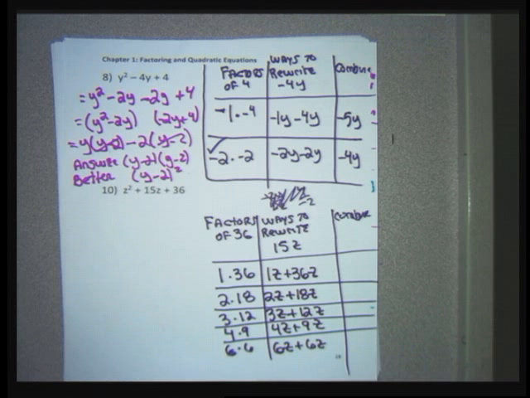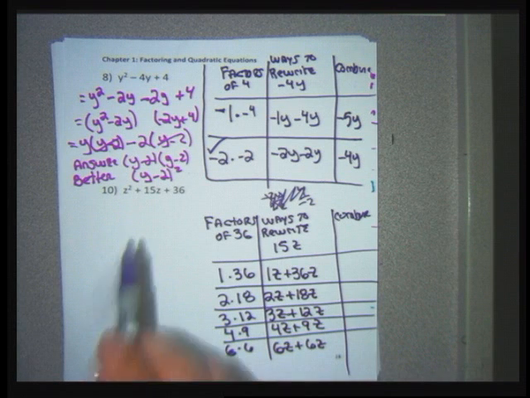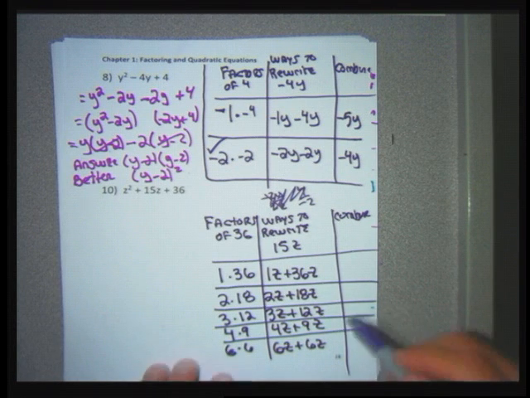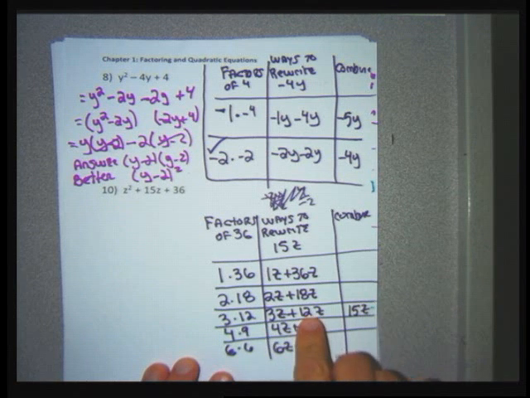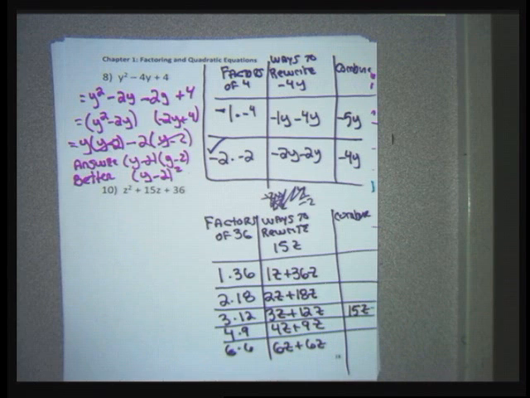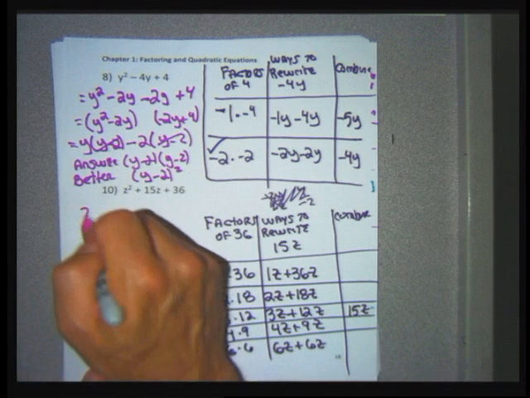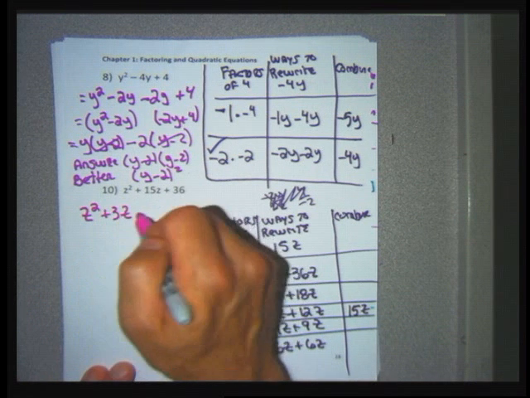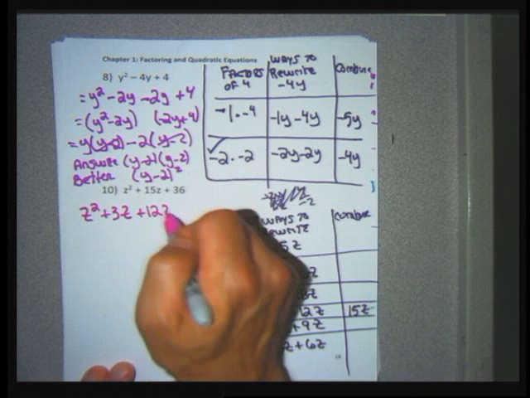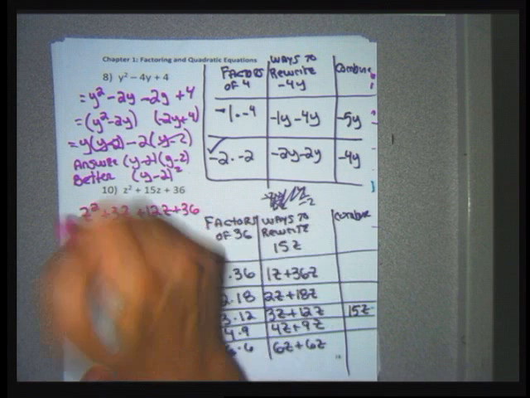So in this particular problem, I needed to rewrite the 15z, and the way that I'm going to rewrite the 15z is 3z plus 12z. I could have written 12z plus 3z. So now I'm going to rewrite this problem as z squared plus 3z plus 12z plus 36.